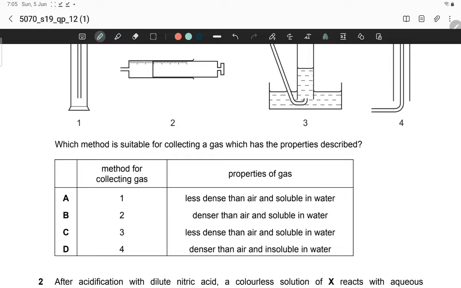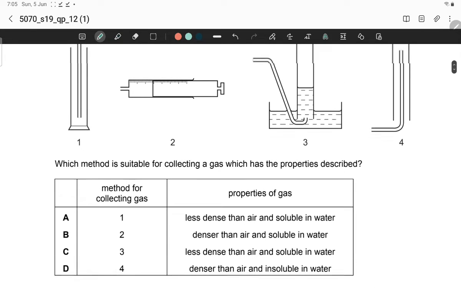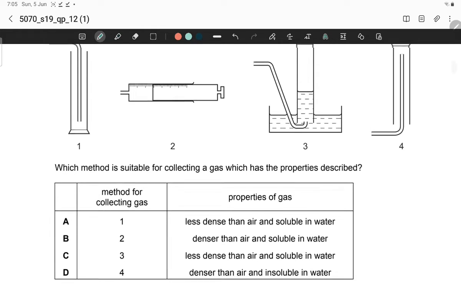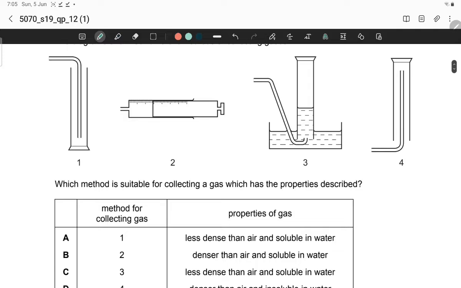Method for collecting gas. Method 1, less dense than air and soluble in water. Method 1 is not used for gases less dense than air. This is more dense than air. So this is incorrect.